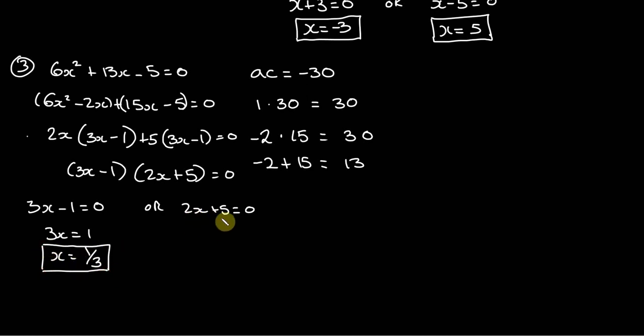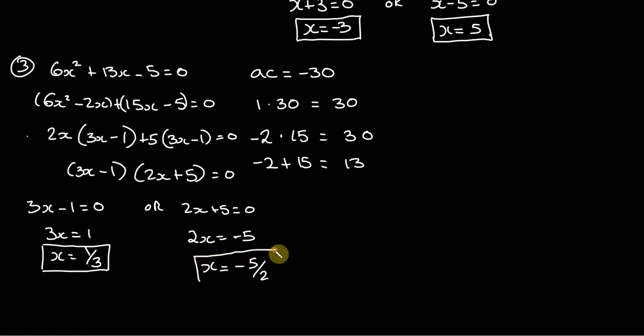Likewise on this side, we're going to subtract 5 from both sides. That's going to leave us with 2x equals -5. We want to divide by 2 on both sides, so we isolate our x, because again we're solving for x. So it's going to be -5 over 2. So those are our two roots, our two solutions.